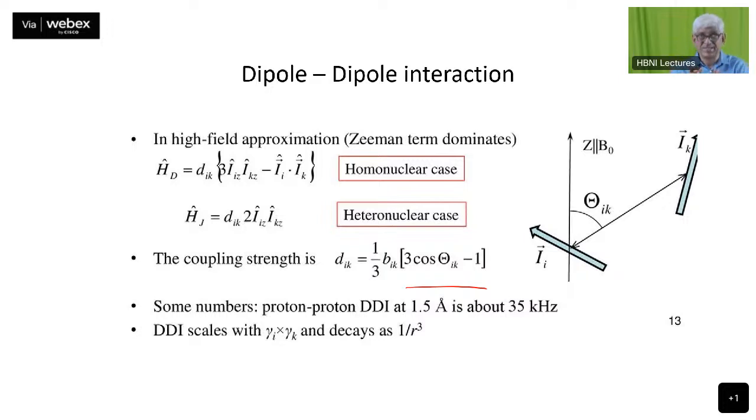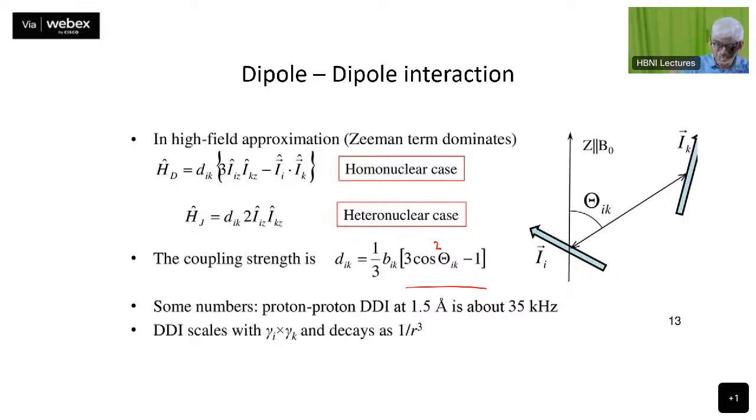So if they are fixed, that is the case, but if they're tumbling, this term averages out to 0 and you may not be able to see it. This angle is completely flexible. It goes around anyway, from 0 to 360. When you take the ensemble average over this term, 3 cosine square theta minus 1, it actually goes to 0.